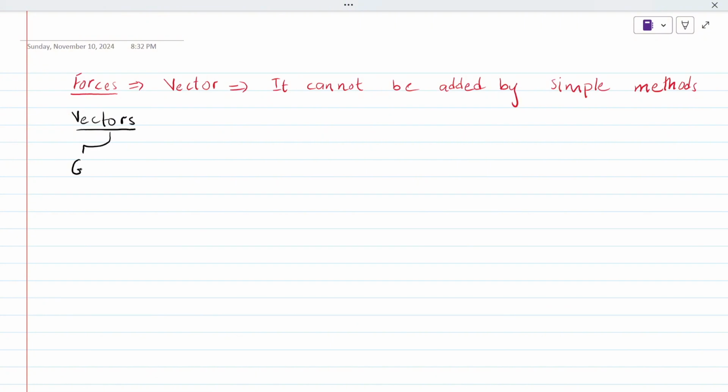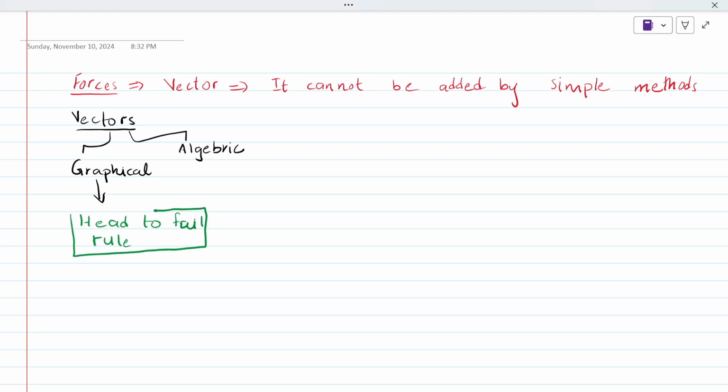One is graphical method and the other is you can see that algebraic method. What is the graphical method? The graphical method of adding vectors is called head to tail rule. Head to tail, sorry, it is tail, not fail. Head to tail rule. Okay.